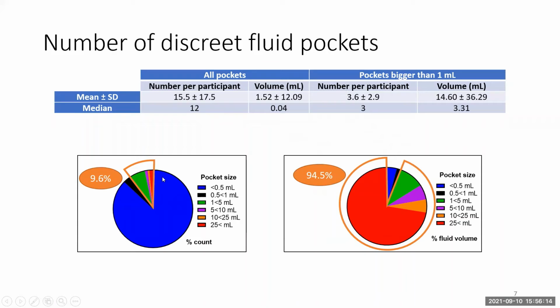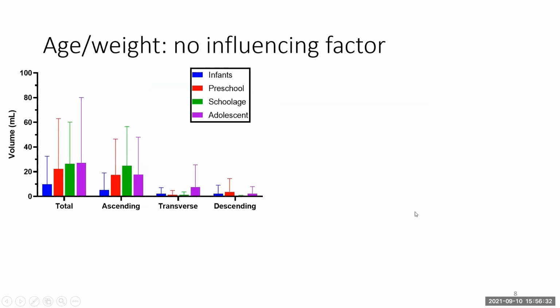You can also see this here in these graphs, where we show the count of pockets and the volume they take in. So only 9.6% of the pockets were bigger than 1 ml. But these 9.6% of pockets take up 94.5% of all the fluids in the colon.